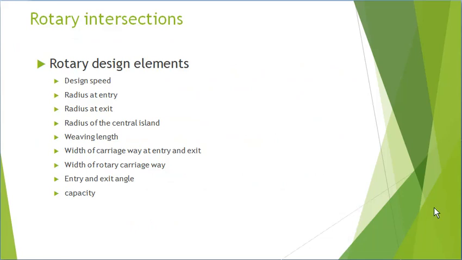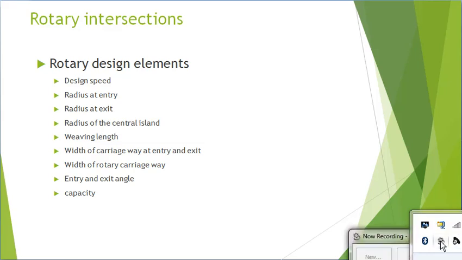So in today's lecture, we have discussed the rotary design elements and their design speed, radius at entry, radius at exit, radius of the central island, weaving length, width of carriageway at entry and exit, width of rotary carriageway, entry and exit angle, capacity, etc.